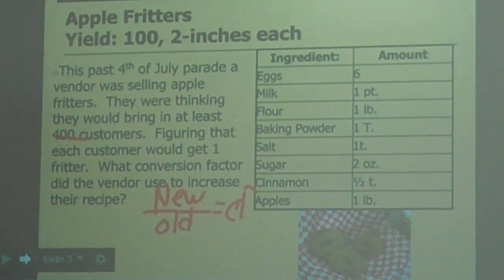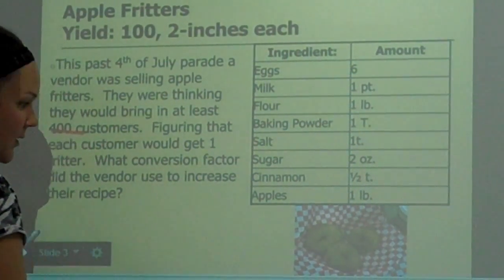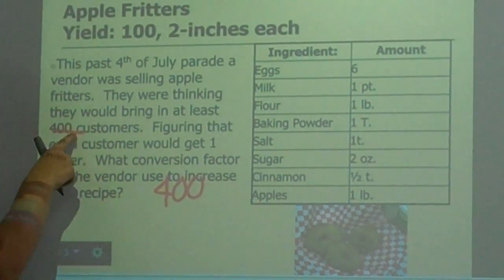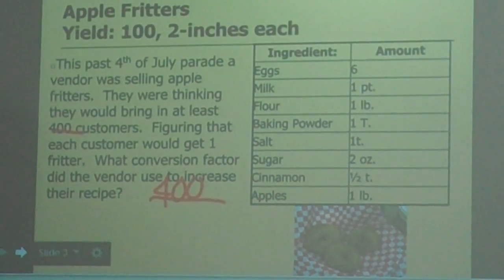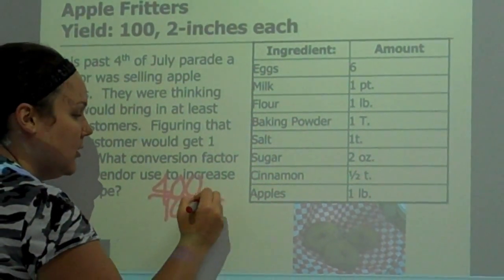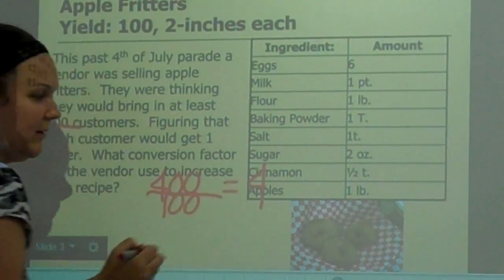So let me set this up for you. Okay, so it's new over old, so 400. That's our new yield, that's how many we want to make. Our old yield is 100. That's how many our recipe originally makes. So 400 divided by 100 would be your conversion factor, which is 4. Okay?